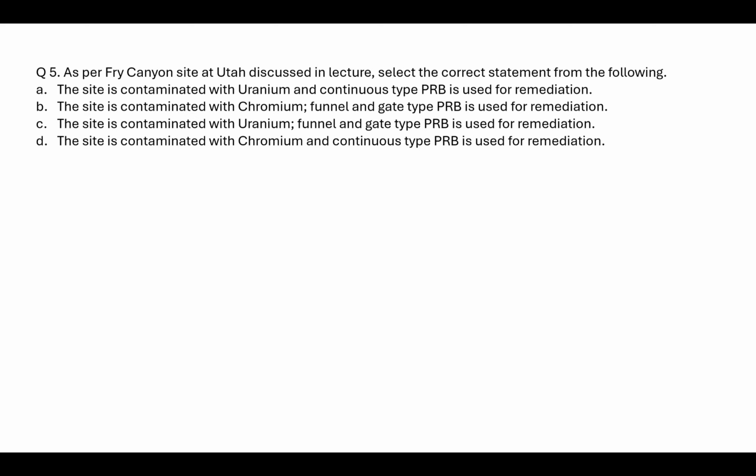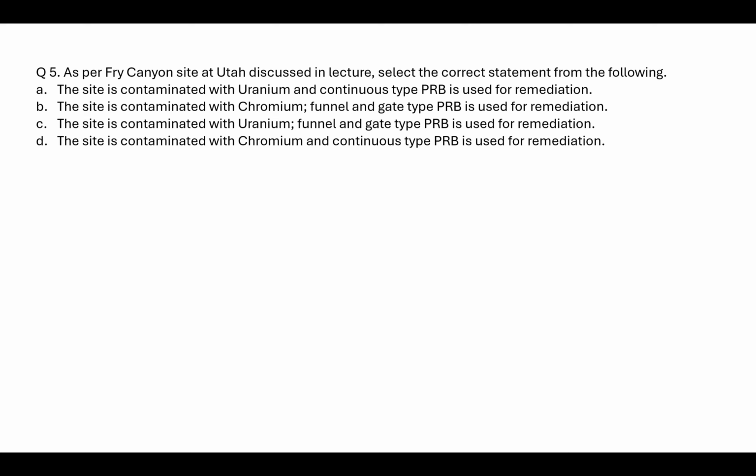So this question is based on the case study which was discussed in the lecture. So the question is, as per Fry Canyon site at Utah discussed in lecture, select the correct statements from the following. A is the site is contaminated with uranium and continuous type PRB is used for remediation. B is the site is contaminated with chromium. Funnel and gate type PRB is used for remediation. And C is the site is contaminated with uranium. Funnel and gate type PRB is used for remediation. And the last option is the site is contaminated with chromium and continuous type PRB is used for remediation.